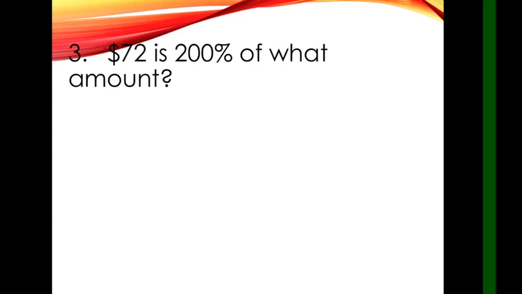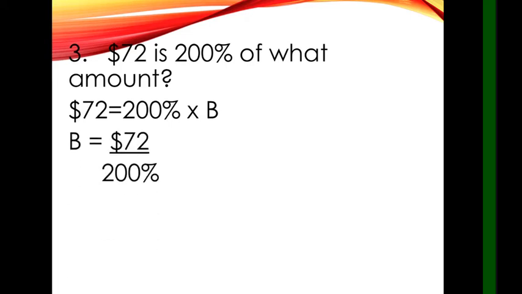Alright, next we have $72 is 200% of what amount? So we're talking about 200% of what amount? I'm thinking about $36. But let's see. So we have $72 equals 200% of what amount? And that is 72 divided by 200%. To get the $36, just change it to decimal form. Two decimal places going to the left, that's 2. 72 divided by 2 is 36.